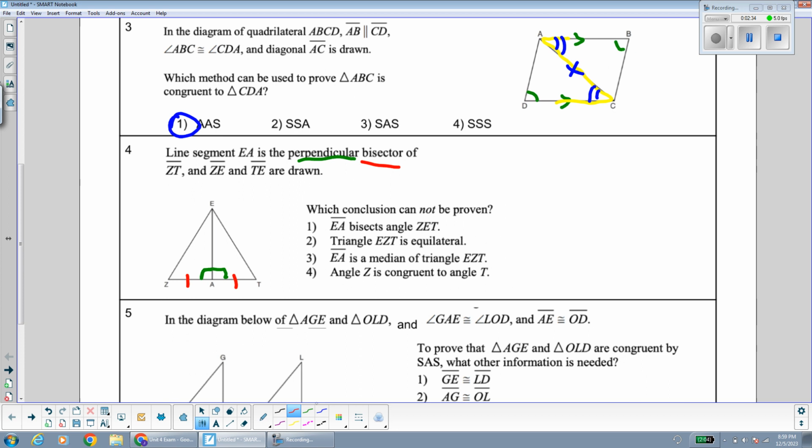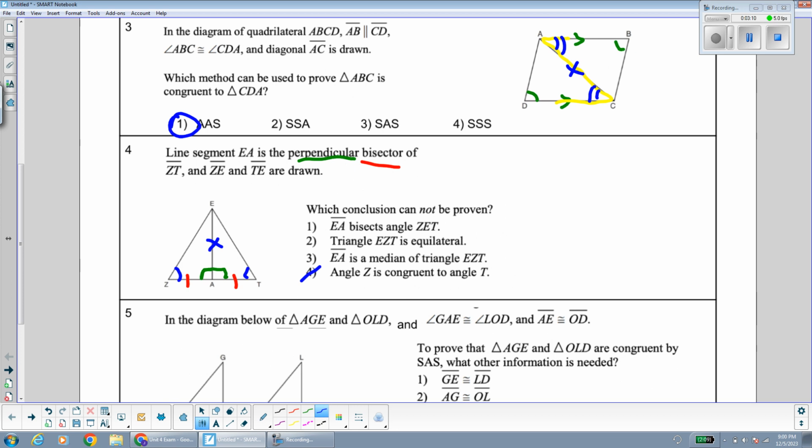What I want you to realize is that we have two smaller triangles inside this large triangle, and we have a shared side between those two smaller triangles. So right now, what we have is side angle side. So we can actually say that these two small triangles are congruent to each other. So through CPCTC, we can get more information. For example, we can say angle Z is congruent to angle T because they're corresponding angles of the congruent triangles. That's CPCTC.